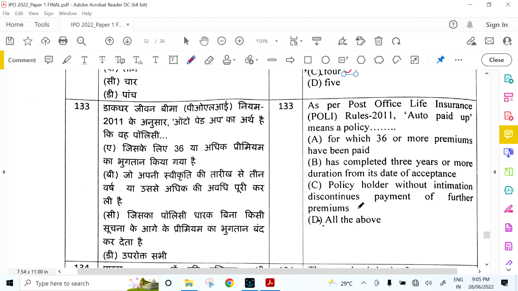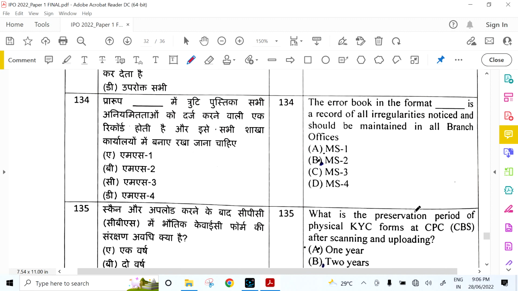As per Post Office POLI rules, auto paid up means a policy for which 36 or more premiums have been paid, has completed 3 years or more duration from the date of its acceptance. Policy holder without intimation discontinues payment of further premiums. All of the above. The answer is all of the above.